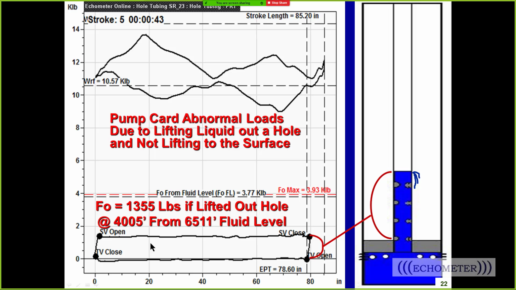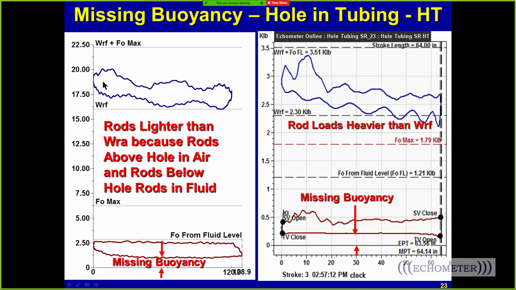But if the tubing isn't full of liquid, from here to here the rods are in air, and they weigh more than you think they would weigh, because you assume that this is weight of rods and fluid, but this is actually weight of rods in air. So over here we actually weigh the rod string with a horseshoe load cell, and then we subtract out the weight of rods and fluid, but wait, there's weight of rods in air and weight of rods in fluid probably.